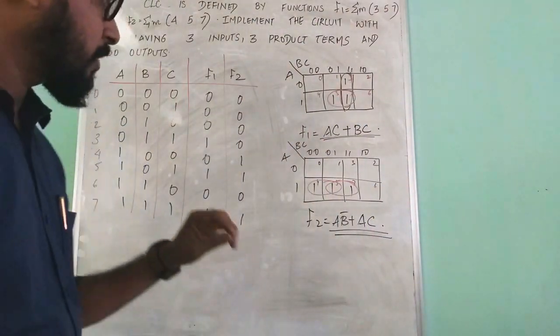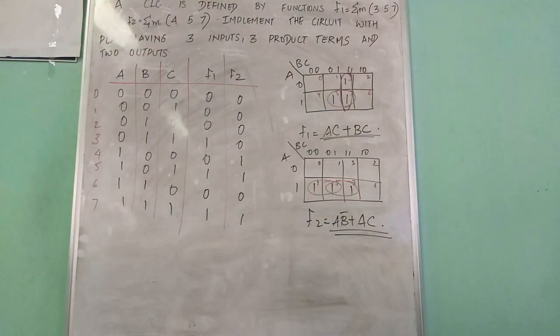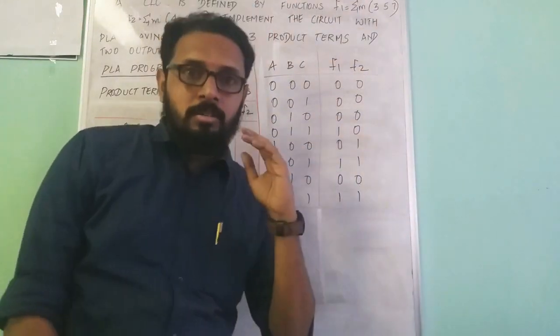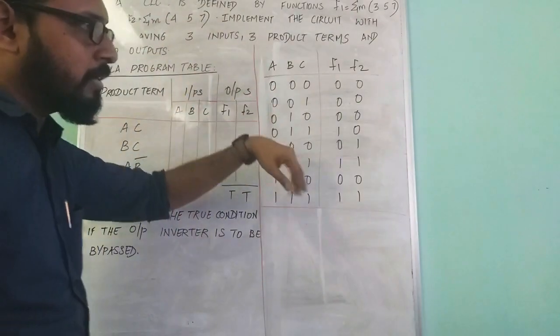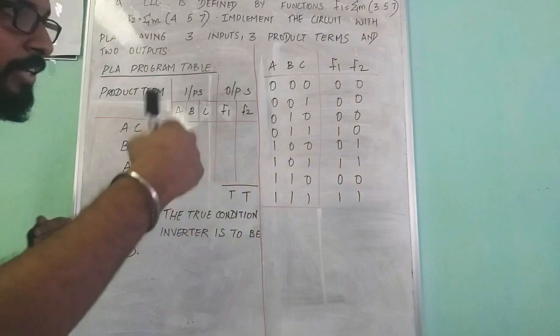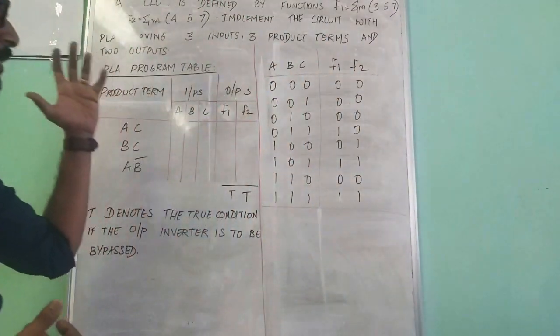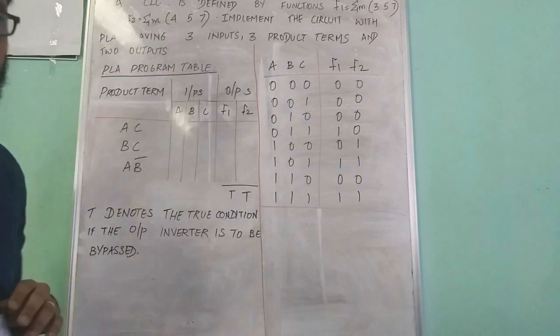Okay, it's not over. Please go through. We solved the Karnaugh map. We got a value, but I have repeated this particular truth table. There is a reason for it. When you write on paper, it's already there, no need to repeat it. But the next step is to create the PLA program table.